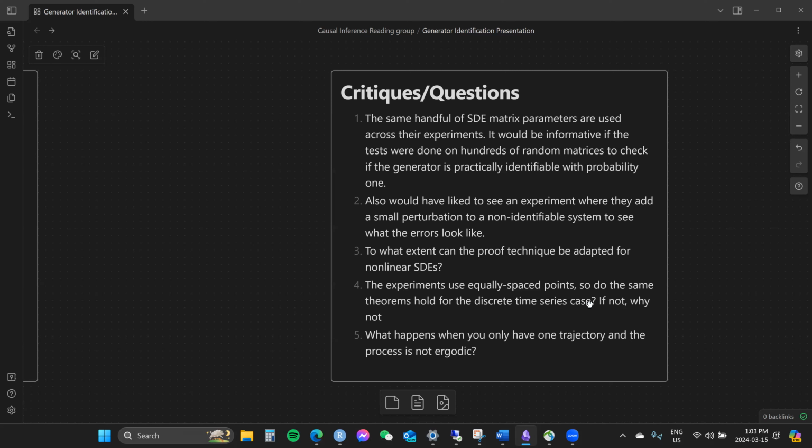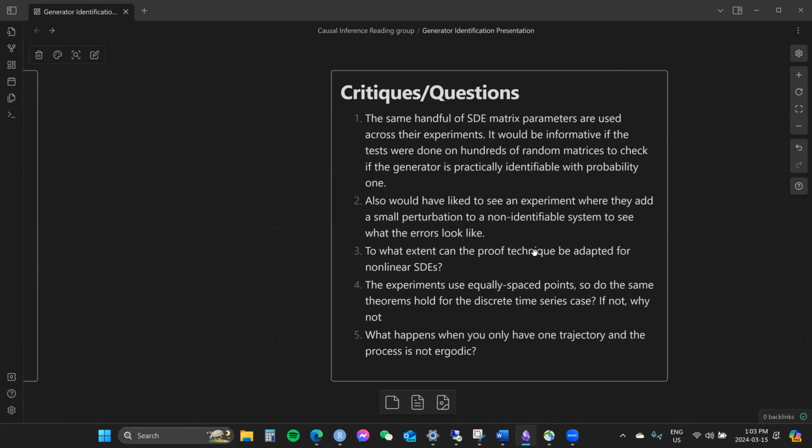I think Vince wants to see if their proof techniques can be adapted to nonlinear SDEs. And with regards to the equally spaced points, all the experiments considered equally spaced points. So we're wondering if the theorems still hold for normal time series and if they really need their continuous SDE system. And if their theorems don't hold, then why not?